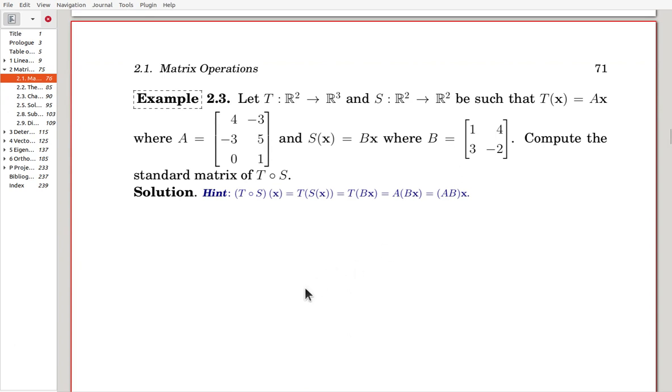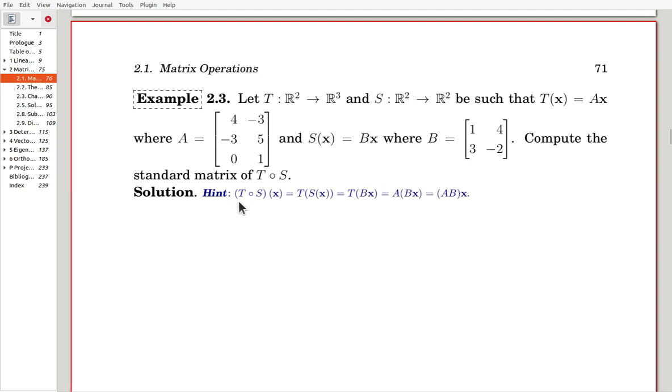Here, T is a transformation from R2 to R3, and S is now R2 to R2, such that T of X is AX, and A is given over there. S of X is BX, and B is given in this way. Compute the standard matrix of T composed with S. Okay. Here we have a hint, but this is almost the solution.